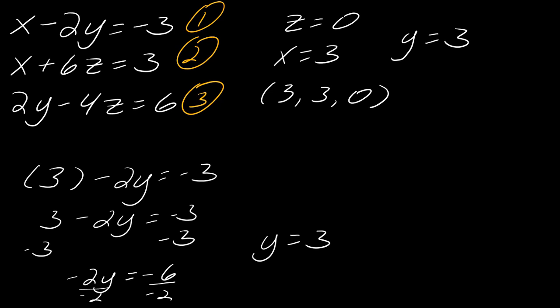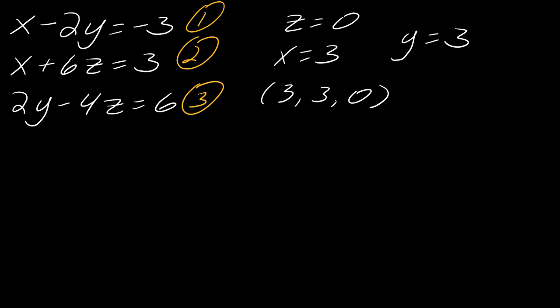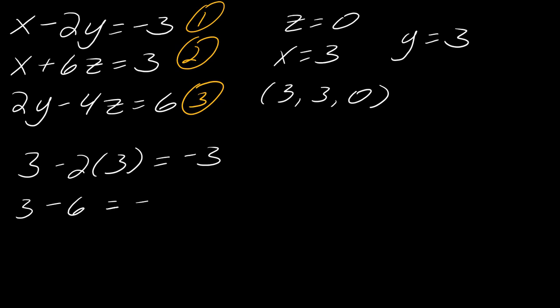And then I highly recommend with these types of problems that you do check them, because it can be pretty easy to make a little mistake. So let me clear some space. Okay, so let's start with the first one. So this will be 3 minus 2 times 3. So will that equal negative 3? So that's 3 minus 6. So that definitely equals negative 3. So equation 1 checks out.